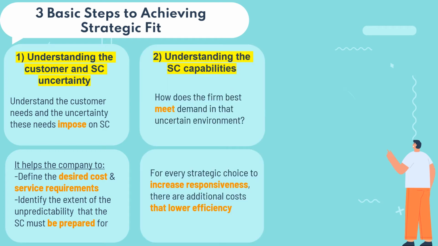And second is understanding the supply chain capabilities, which is how the firm best meets demand in that uncertain environment. Each of the many types of supply chains is designed to perform different tasks, and a company must understand what its supply chain is designed to do well. So, for every strategic choice to increase responsiveness, there are additional costs that lower efficiency. So, there is a trade-off. For example, when we want to meet a high service level, it means high responsiveness, which needs stock availability or a fast transportation mode, which may add more cost and can lower the efficiency.